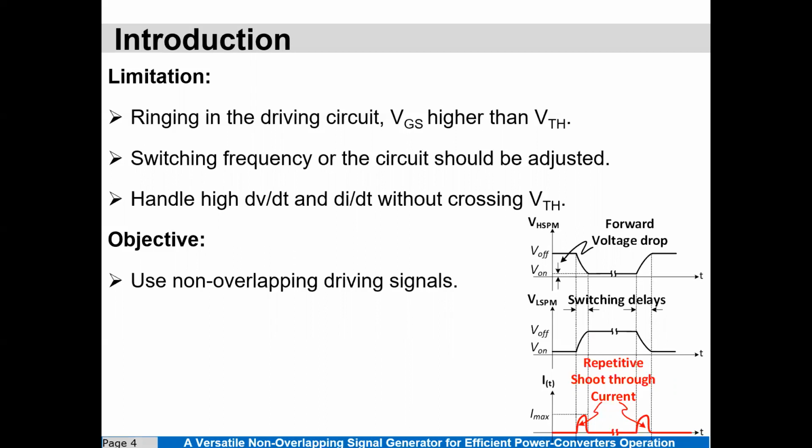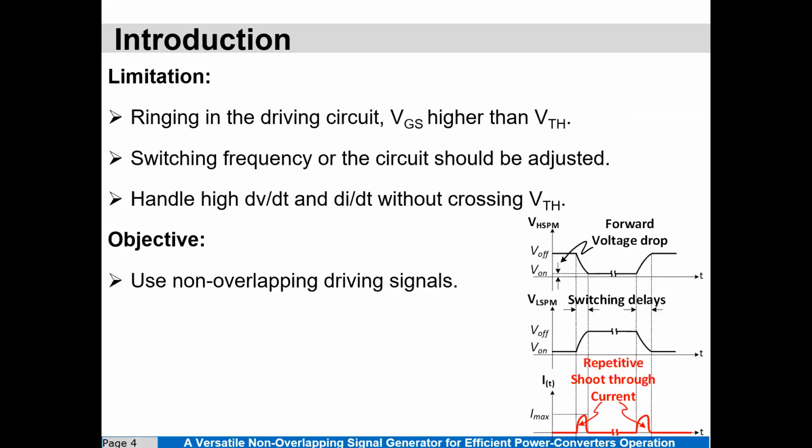In addition, the transient response of the main switching circuit can cause the V gate-source of the high-side MOSFET to be higher than V threshold. And therefore, the switching frequency or the circuit should be adjusted to handle high dV/dt and dI/dt without crossing V threshold. In this figure, the timing diagram of shoot-through is presented.